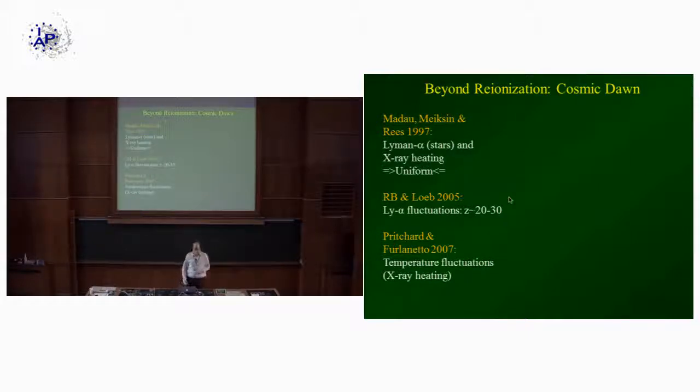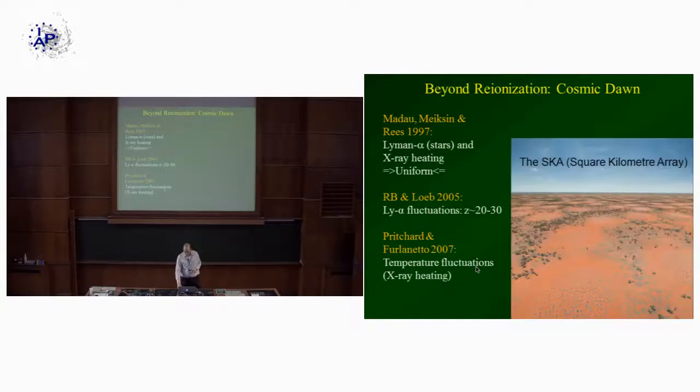Now, they assumed, and people continued to assume, that these radiation fields were highly uniform. But Avi Loeb and I applied the same idea of strong bias at high redshift to show that actually you get significant Lyman alpha fluctuations. So today, these are considered to be probably the most promising method to probe galaxies out to these very high redshifts. Pritchard and Furlanetto then applied a similar idea to X-ray heating and therefore to temperature fluctuations, and again showed that you get large 21 centimeter fluctuations. And we're all keeping our fingers crossed that the SKA will hopefully detect a combination of all of these sources.